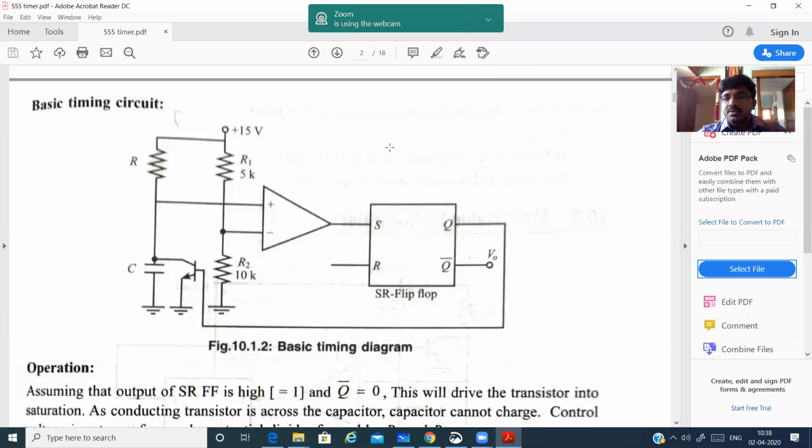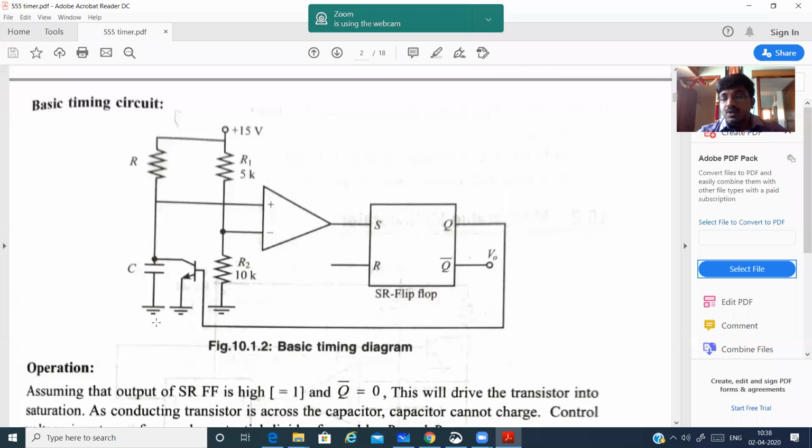The basic timing circuit contains a flip-flop, which is an SR flip-flop, a set reset flip-flop, with Q and Q bar. Q bar is where we take the output, and Q is connected to the transistor. We have a comparator op amp which compares the two inputs, and we have the resistors connected here. This is a voltage divider bias kind of resistor arrangement, and in the other part we have a resistor and a capacitor connected to the ground.